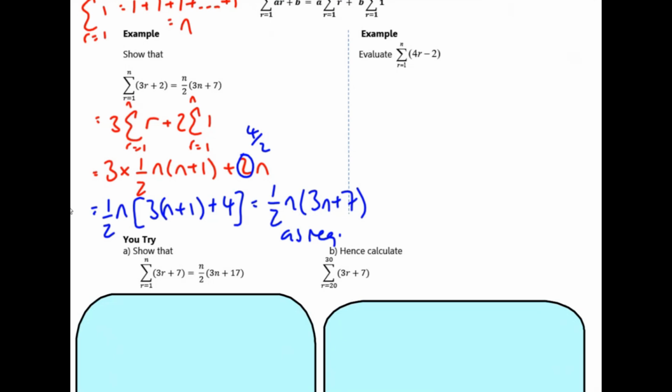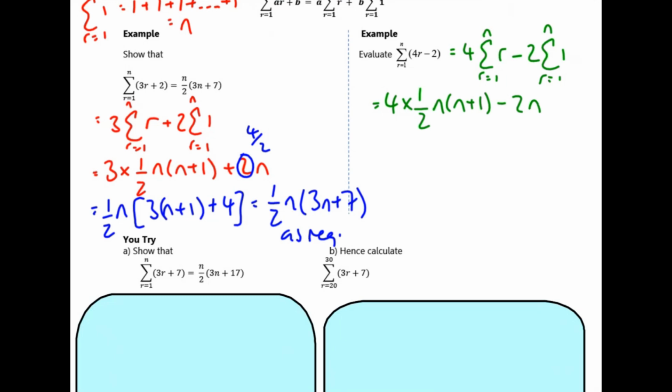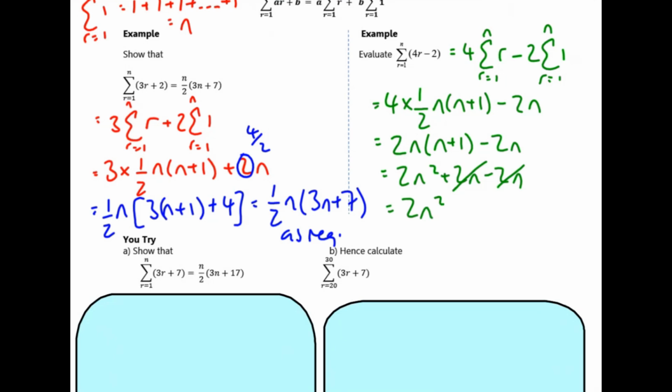Similarly on this one here, we can split this up into two sums. We can split it into 4 times the sum of r minus 2 times the sum of 1. Both these start at 1 and go up to n. Put your formula in, so sum of r is half n plus 1, and sum of 1 is just n. Now in this case, 4 times half gives you just 2, so no need to deal with the fractions. You could factorize this, but simpler here to just expand this out and get a quadratic. So 2n squared plus 2n minus 2n, those 2n's cancel, and you just get 2n squared.